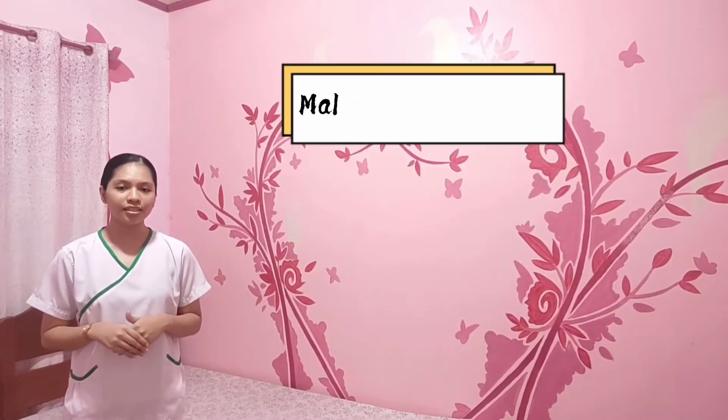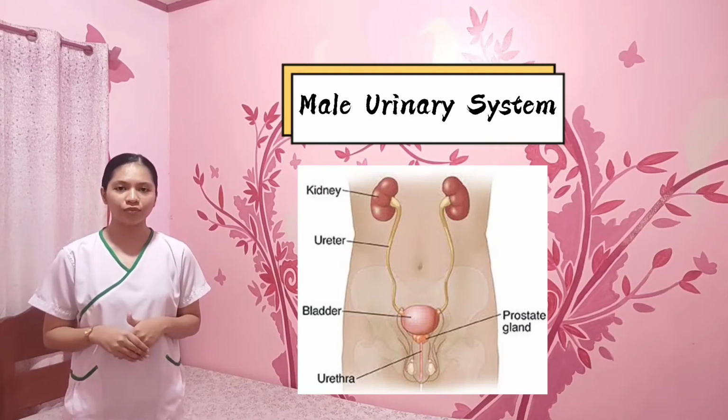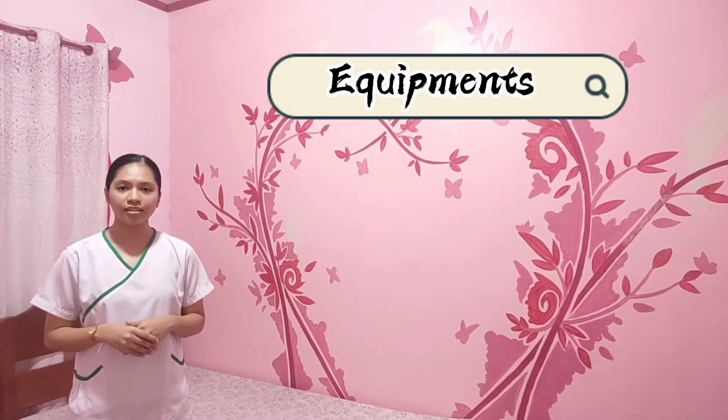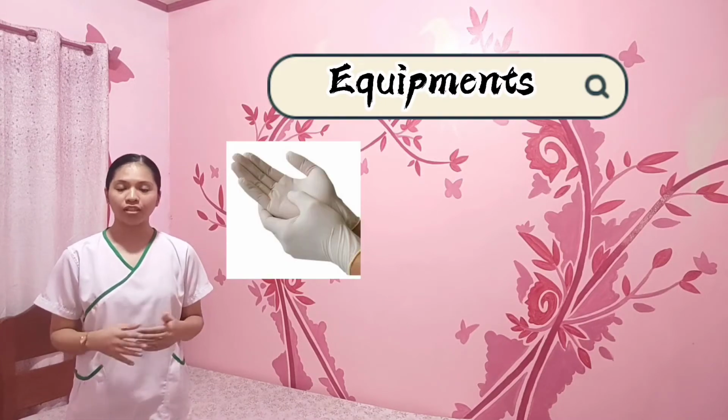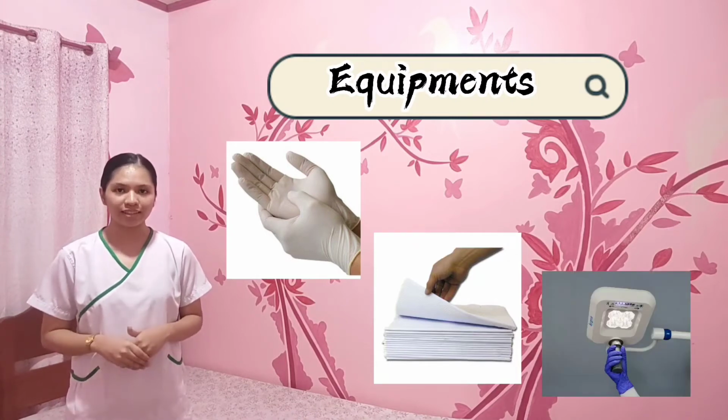while the urinary system of the male functions to excrete liquid wastes from the body. It includes the kidney, ureter, urinary bladder, and urethra. They filter body wastes from the blood and produce urine. The equipment needed in conducting this assessment is the examination gloves, drapes, and supplemental lighting if needed.